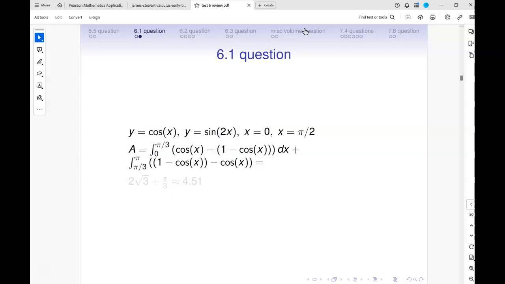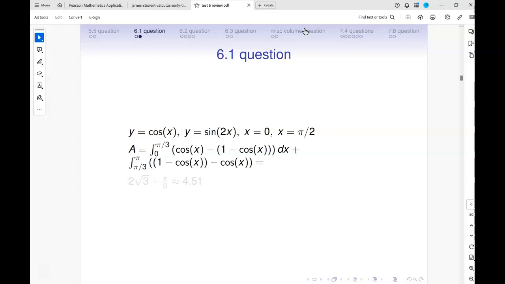If you wanted to do this algebraically, cosine x is equal to sine 2x. Sine 2x is 2 times cosine x times sine x. Subtract cosine x from both sides, factor the cosine out. Do your zero product property, break into two trig equations. You get 3 solutions or whatever.